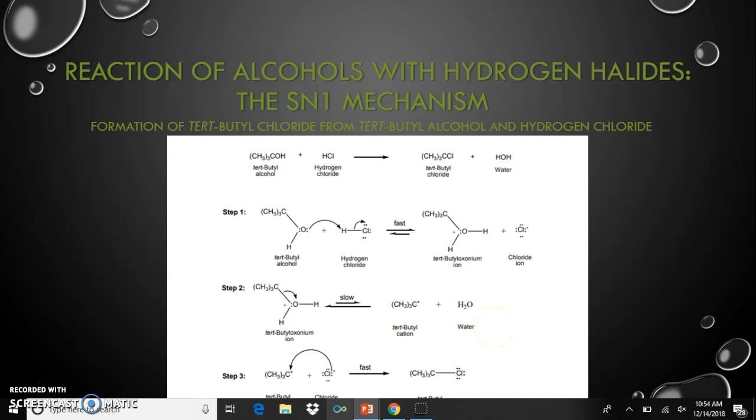Step 3 shows the capture of tert-butyl cation by chloride ion. The transition state for this step is fast because the activation energy required is small, and the bond formation between a positive ion and a negative ion occurs rapidly.